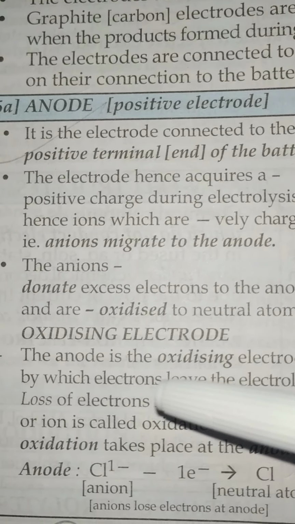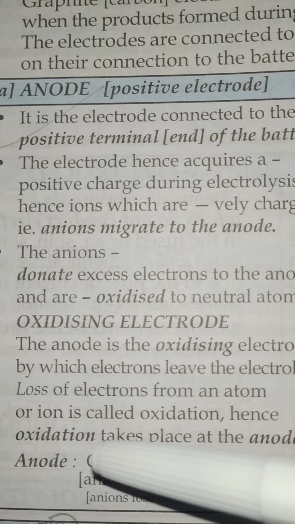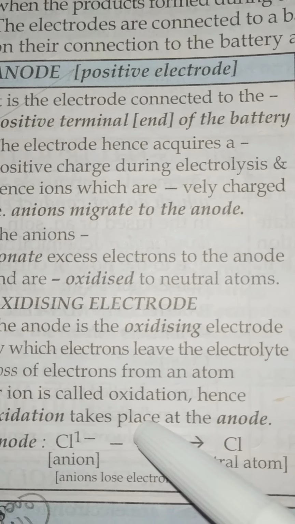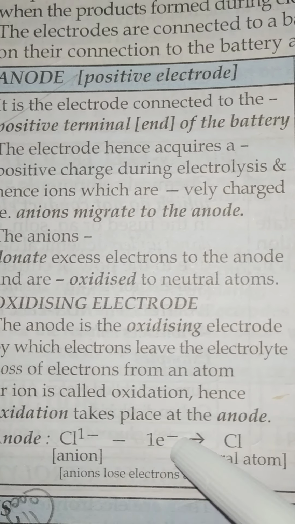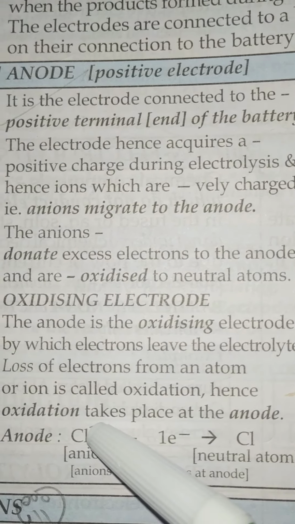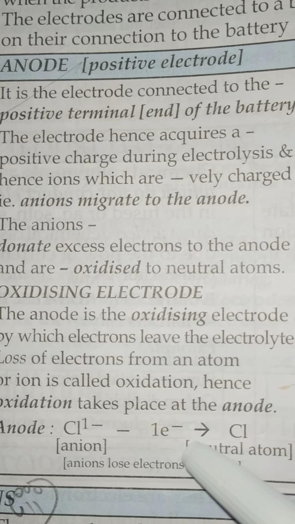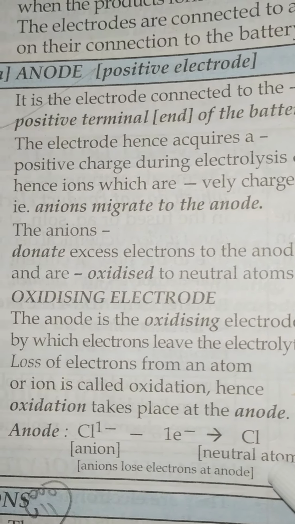It means there will be a loss of electron at the anode, like this, Cl minus 1 electron. So here is the loss of electron. This is an anion, and it will convert into a neutral atom after the loss of electron.